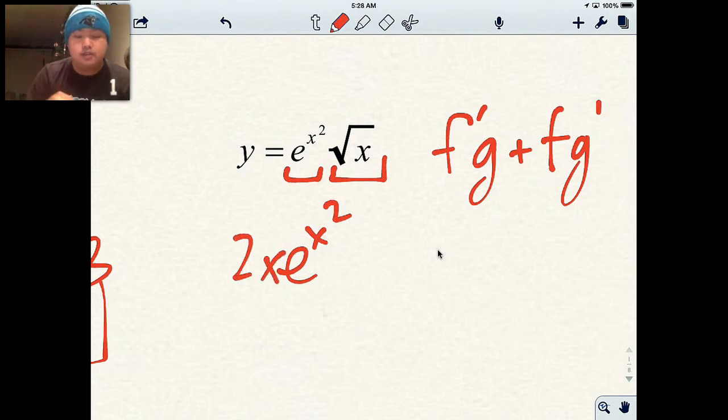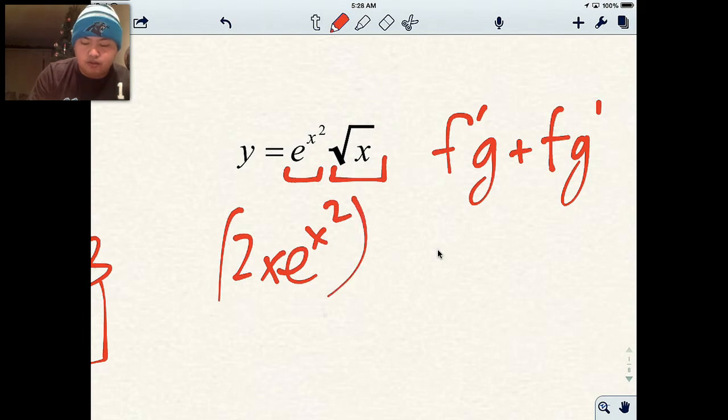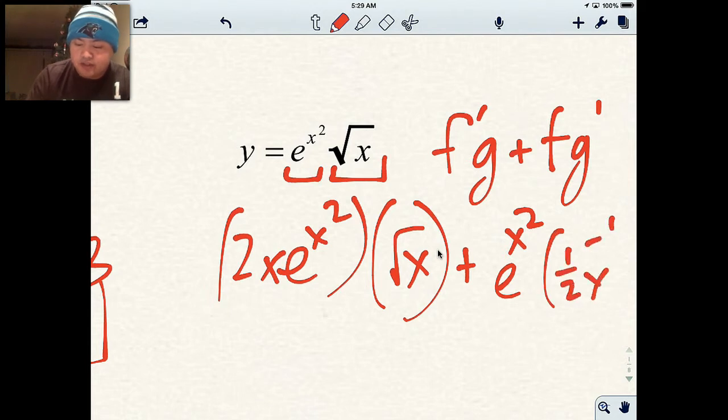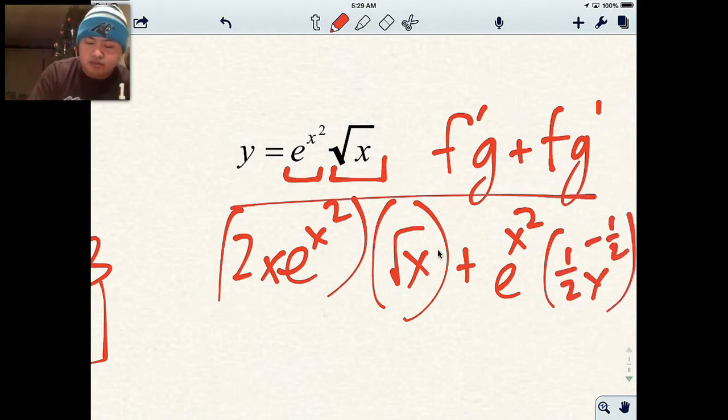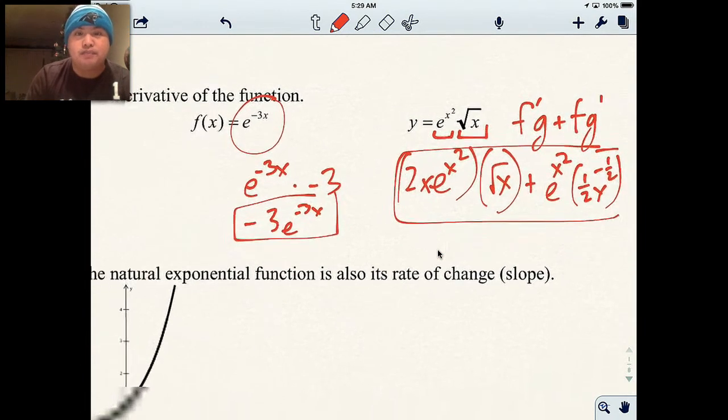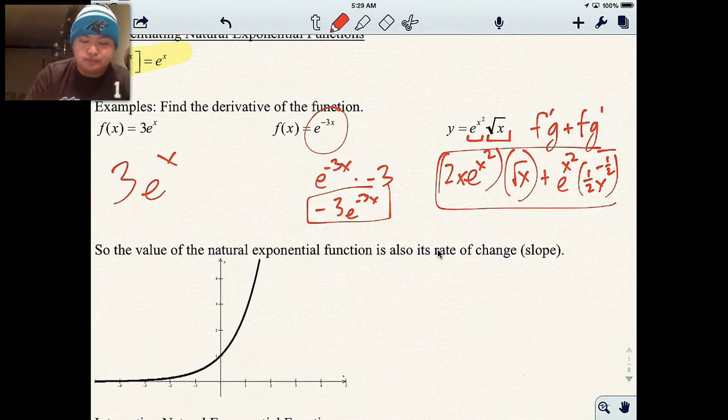So I'll do that. Leave the inside alone. Plus, leave the first one alone, times the derivative of the second one. You should already know by now that the square root of x is the same thing as x to the half. So the derivative is half x to the negative half. And that's the derivative of that one. So that's review. Should be very easy. Hopefully you understand that one.